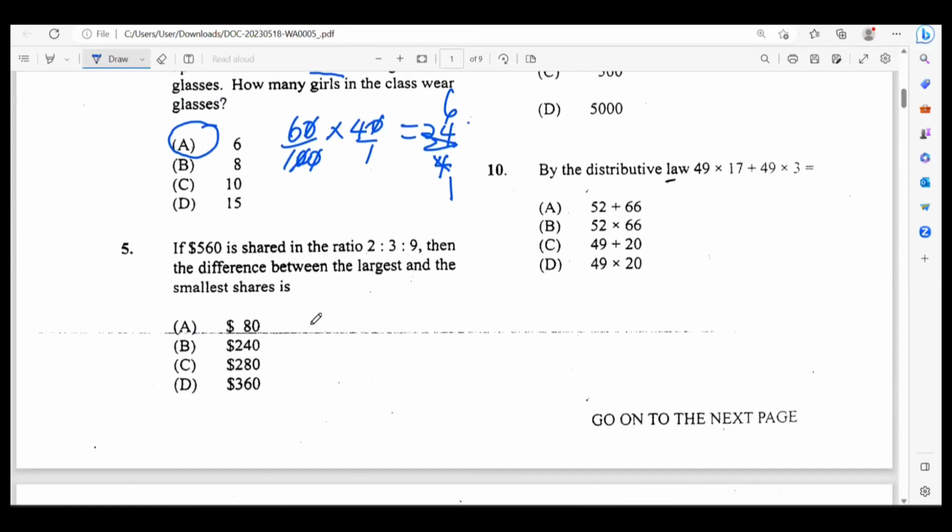Number 5 says, if 560 is shared in the ratio 2 to 3 to 9, then the difference between the largest and the smallest share is what? So we want to take the time out to find the smallest and the largest. So if you add the 2 plus the 3 plus the 9, we will get a total of 14 parts. So we're going to take our time. So 14 parts is equal to the 560.